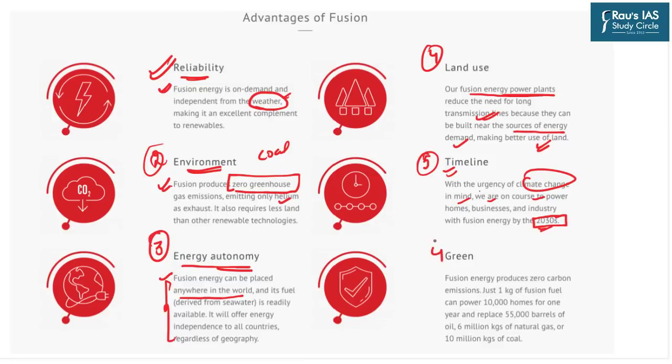Further, its green nature, as we have already discussed in relation to its greenhouse gas emissions. Fusion energy produces zero carbon emission. Just 1 kilogram of fusion fuel can power 10,000 homes for 1 year and replace 55,000 barrels of oil, 6 million kgs of natural gas, or 10 million kgs of coal. Now, this shows the green nature of fusion energy.